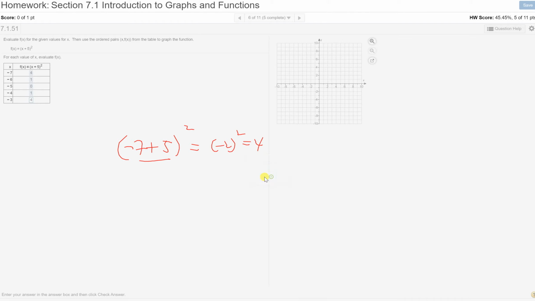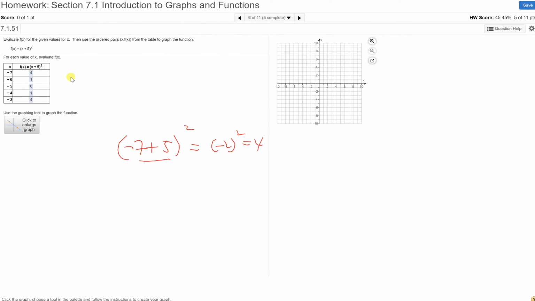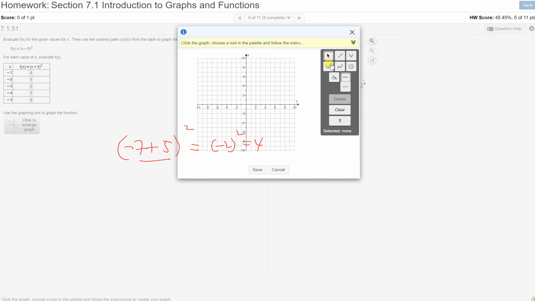And now we're going to plot this parabola. This is a curve, right? So we're going to click on the parabola one, and we're only going to need 3 points if I recall. So let's put negative 7, 4. Remember, look over here. Negative 7, 4, and then negative 6, 1, and then negative 5, 0. And that's it.